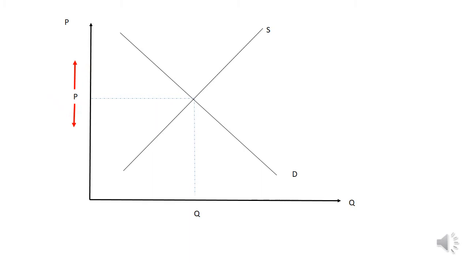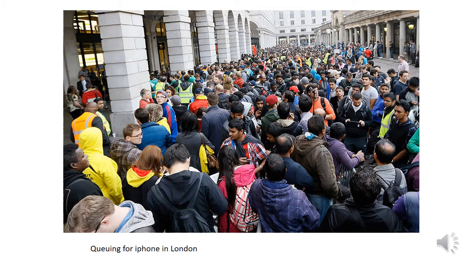Alright, so either of the curves shifting will cause changes to the market or the equilibrium price. Now take a look at this. This is a scene in London where people are queuing for the iPhone. Now, when so many people want to buy a certain good, do you think the price will be going up or coming down? A lot of people wanting one kind of good.